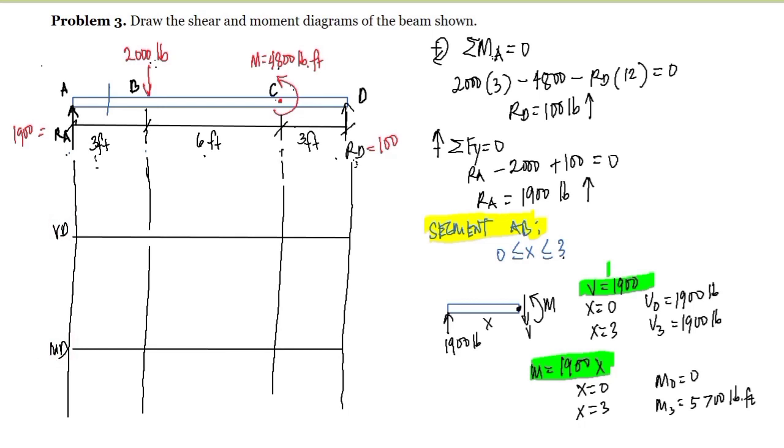Okay, for the shear diagram, we have 1,900 at x equal to 0 and 1,900 at x equal to 3. So from 0 to 3, we have a constant 1,900 pounds. Here we have 1,900 and in here we have 1,900. It is just a constant 1,900, and this is our shear equation from point A to point B.